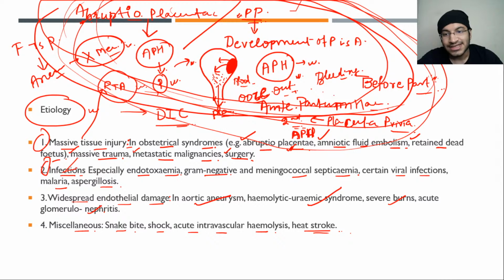Then second, infections, especially endotoxemia and gram-negative and meningococcal septicemia, certain viral infections, malaria, aspergillosis. So these can cause DIC. And third, widespread endothelial damage in the aortic aneurysm, hemolytic uremic syndrome, severe burns, acute glomerulonephritis. Then miscellaneous, snake bites, shock, acute intravascular hemolysis, and heat stroke, right? So these are the few etiologies of the DIC, right? I hope you all have understood the things.